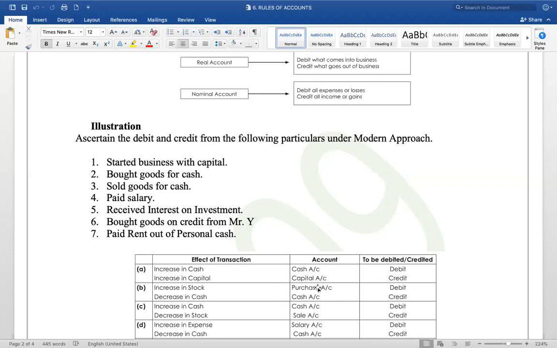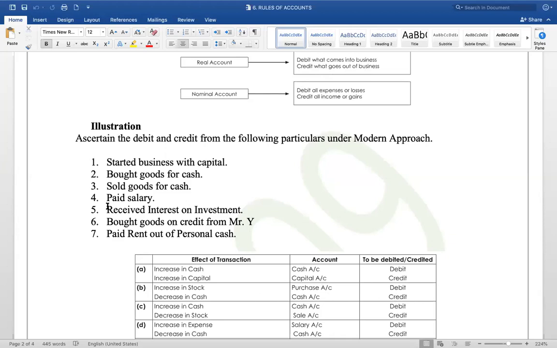Then cash is going out. Cash is an asset, a real account. Credit what goes out. Cash account is credited. The first line is debit, the second line is credit. This is called a journal entry. First line is the debit line, second line is the credit line. Purchase account is debited, cash account is credited.